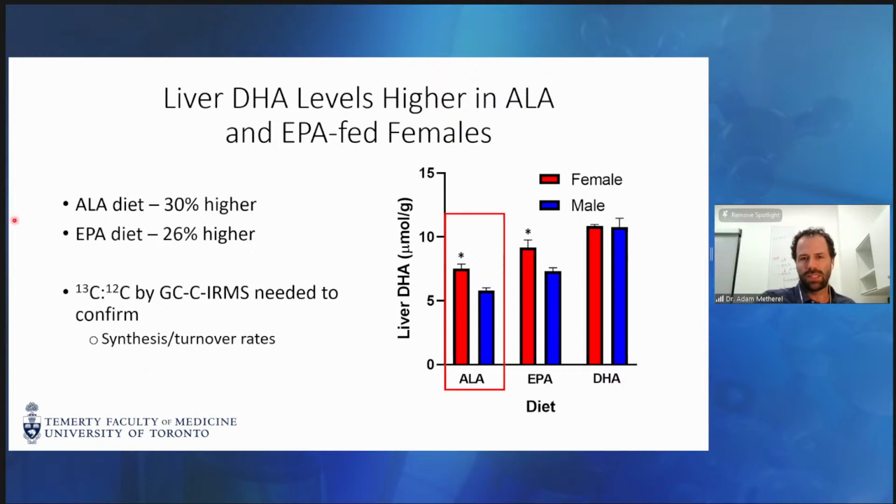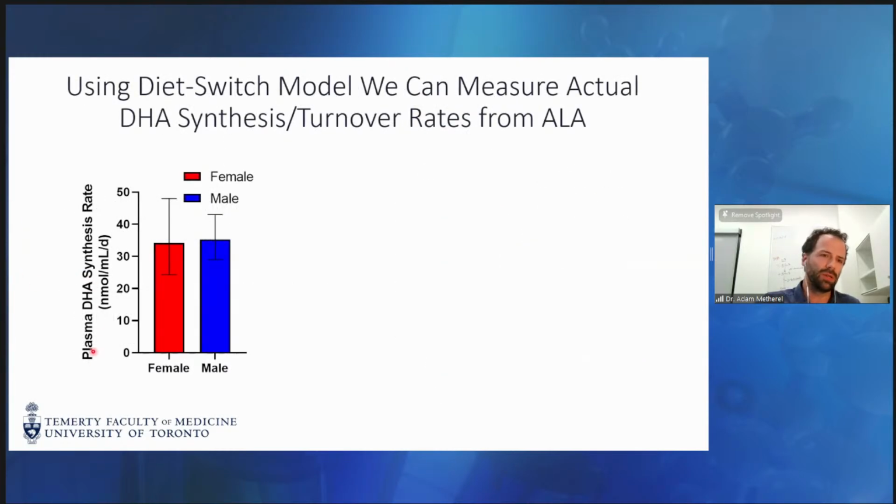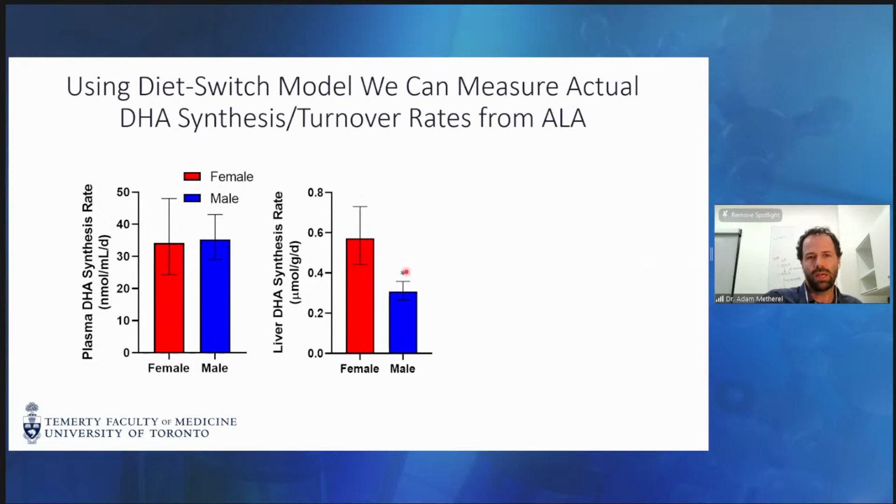And because of the nature of the talk today, I'm going to really focus now on the ALA-fed animals, as this is our primary plant N3 PUFA source that's the most abundant in our diet. So I'll focus on this and show here on the y-axis our actual synthesis rates for plasma. There is no difference between males and females. In the liver, those differences in concentrations are being seen in our synthesis rates. So females had a higher liver DHA synthesis rate than males.